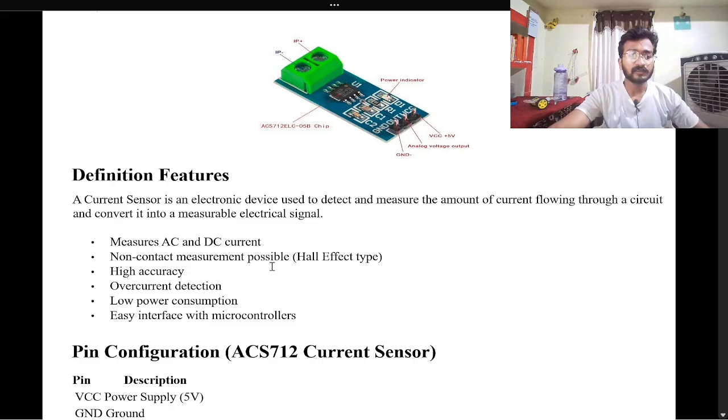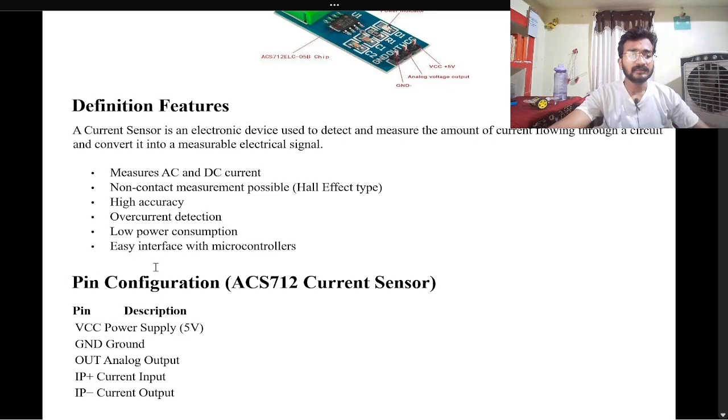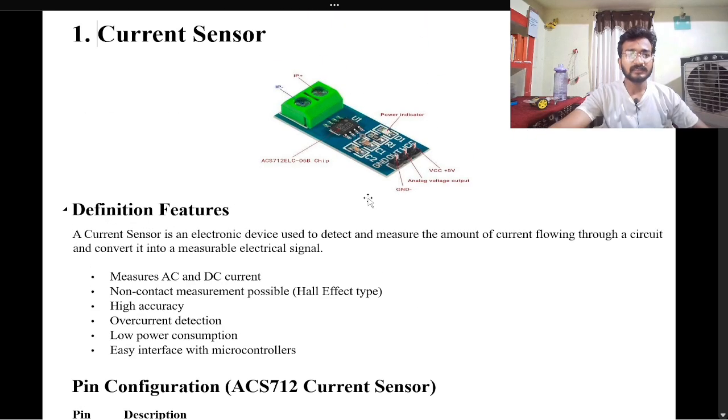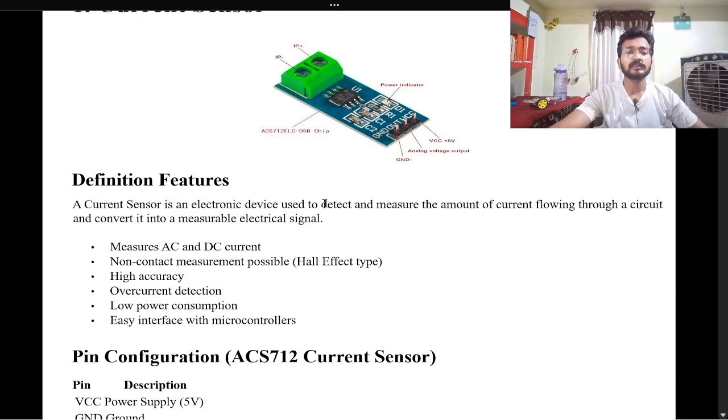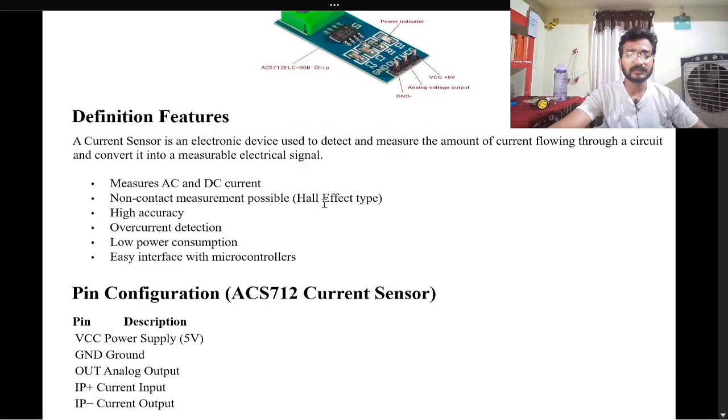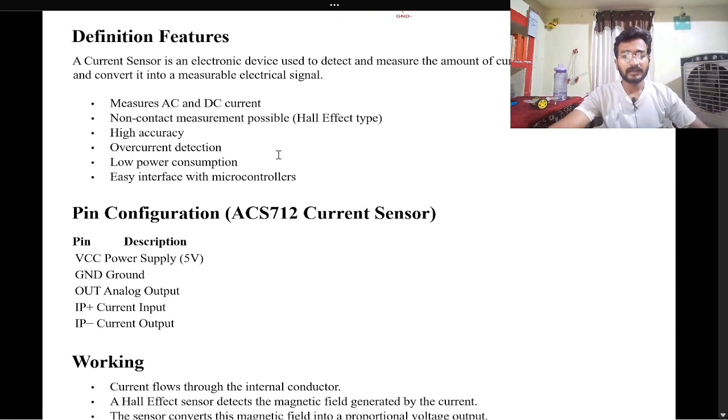Non-contact measurement possible. Here in this sensor, Hall effect technique is used, by using which we can measure the amount of current without making physical contact. Accuracy of this sensor is very high. It consumes very low power and easy interface with microcontroller. You can easily use this sensor with a microcontroller like Arduino, ESP32 and many more.